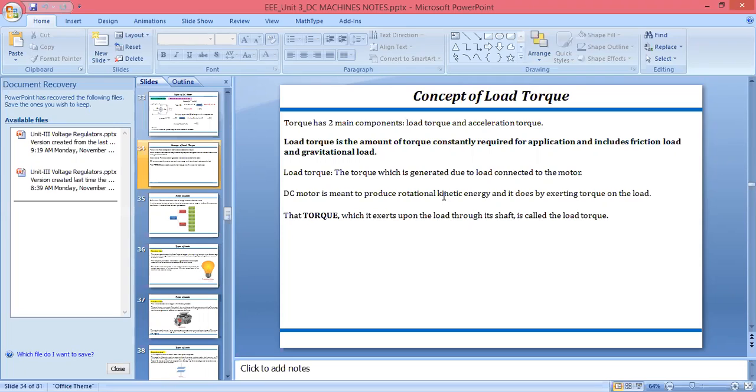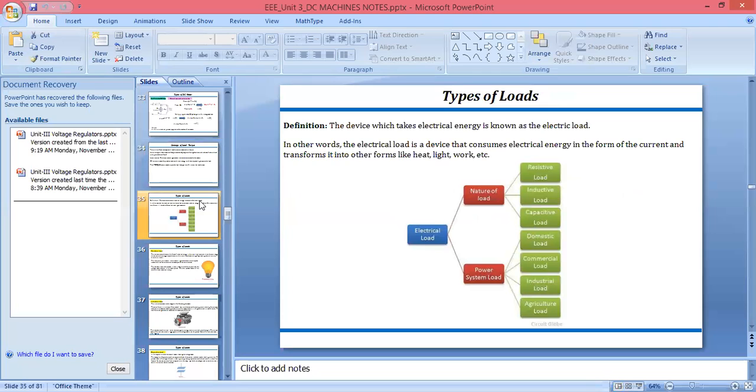So when we give the power supply to the DC motor, the rotor will start to rotate and it will produce kinetic energy. It can be done when we give the torque on the load, so it is done by giving the load. Here we have to see which load we are using and how we are giving the torque on that load. Firstly, we will see the types of load which we are using here.